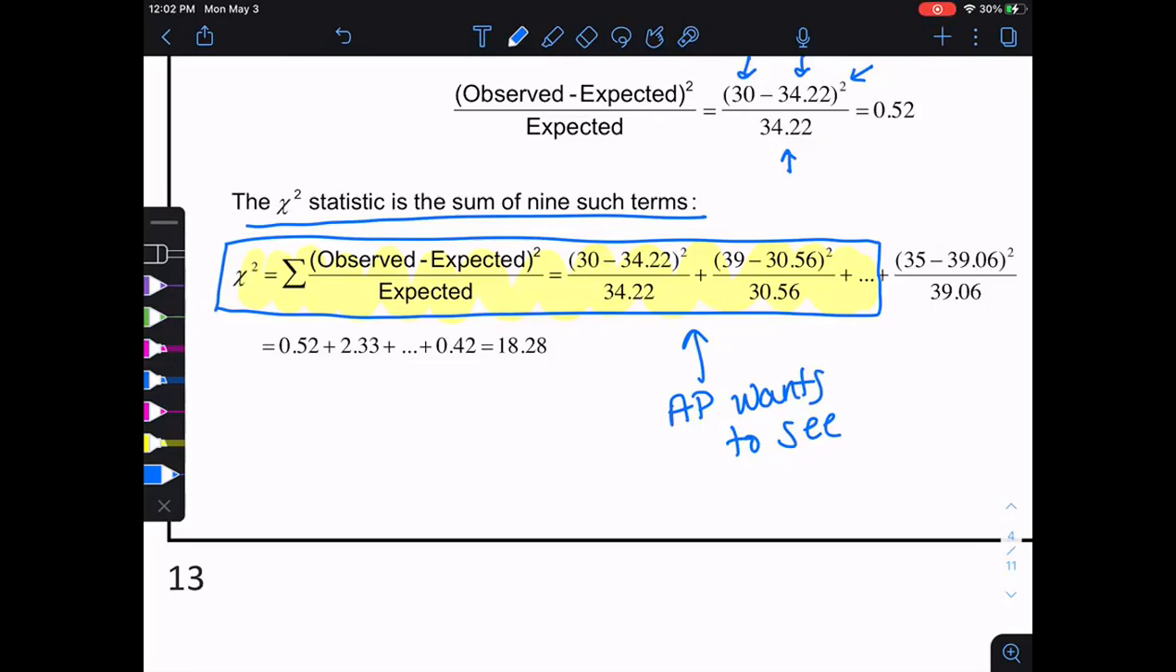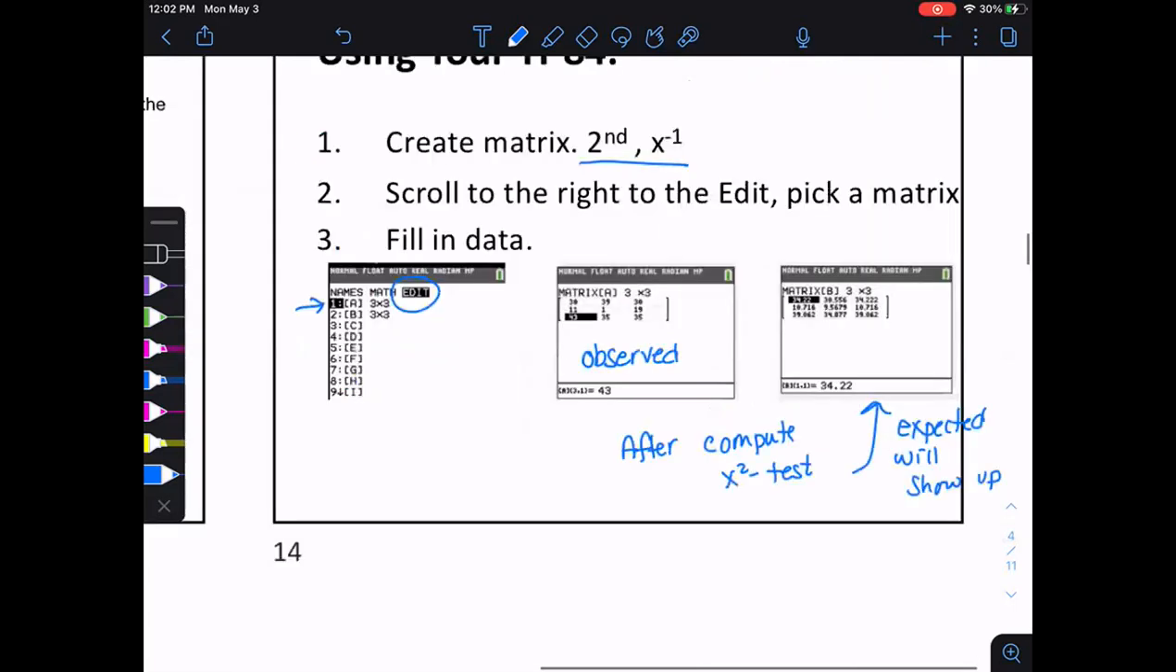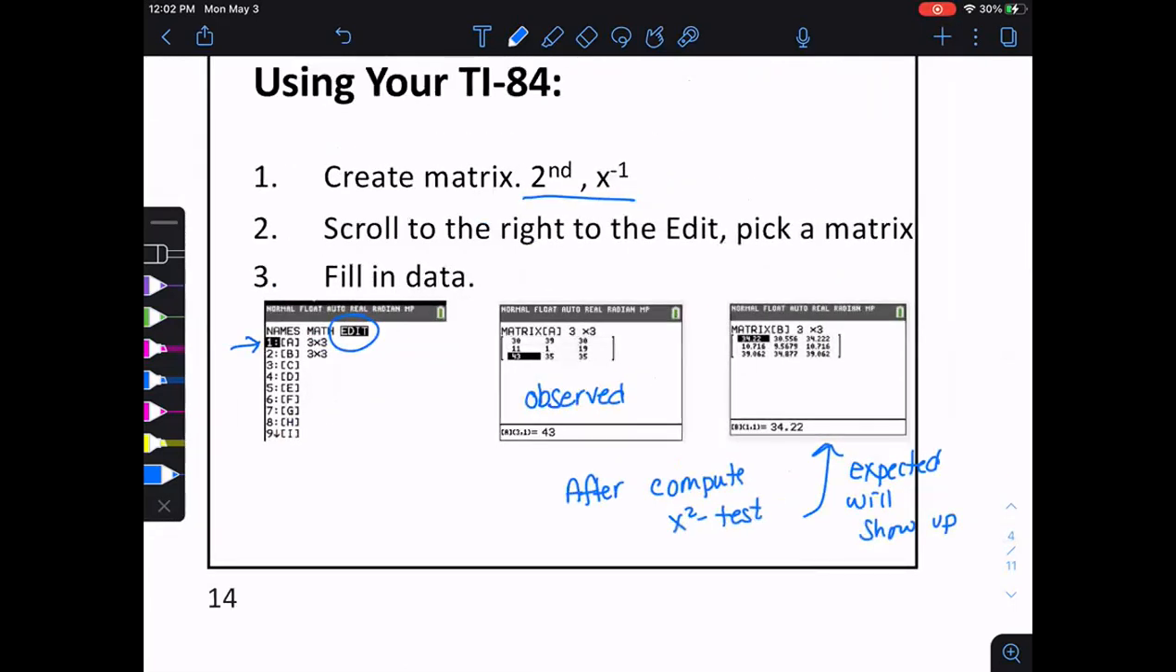So again, AP would want to see the beginnings of your work, but you do not have to do all of this. Stop at your... Let your calculator give you your chi-squared test or your chi-squared statistic. So I have all of that in there.